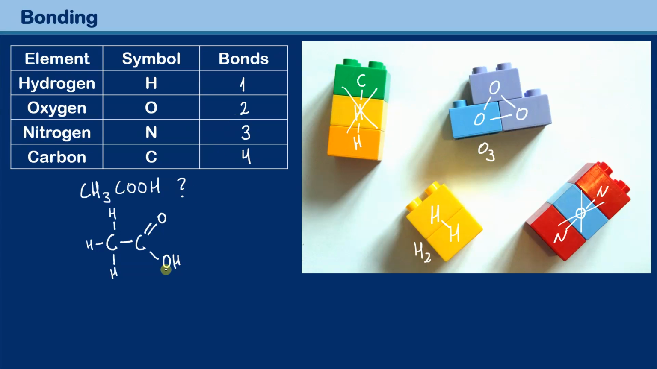Now, what about this oxygen down here? I only see one line going to the carbon. Where is the second one? We need a second one over here. Well, the second one I did not draw. The second one goes to the H over here. So this is a short way of writing it.